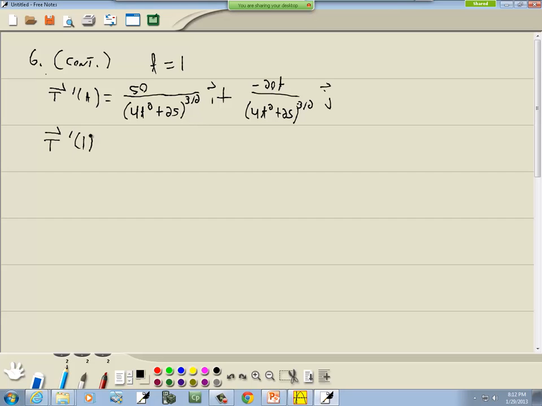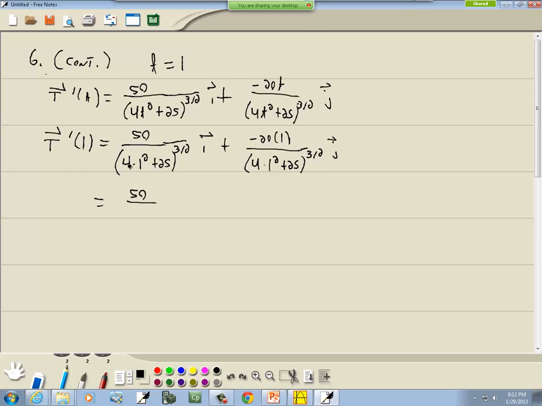But that's what we're going to do now. We're going to plug in 1 for little t. So that gives us 50 over (4 times 1 squared plus 25) to the 3/2 power i plus negative 20 times 1 over (4 times 1 squared plus 25) to the 3/2 power j. So this gives us 50 over, 1 squared is 1, times 4 is 4, plus 25 is 29. So we've got 29 to the 3/2 i plus negative 20 over 29 to the 3/2 j.